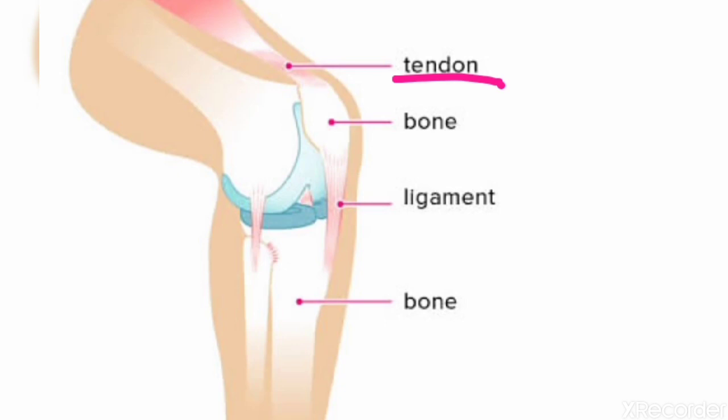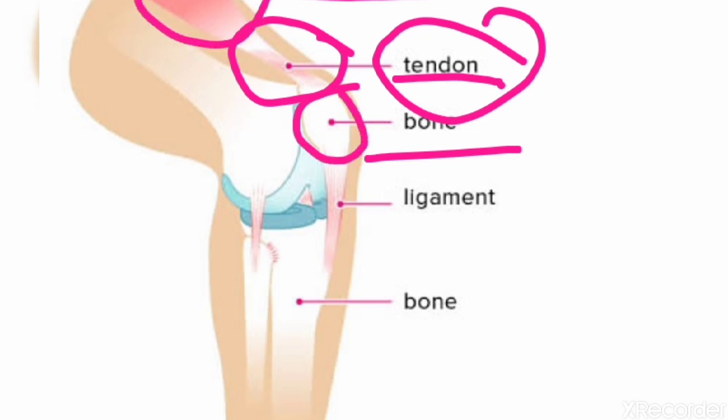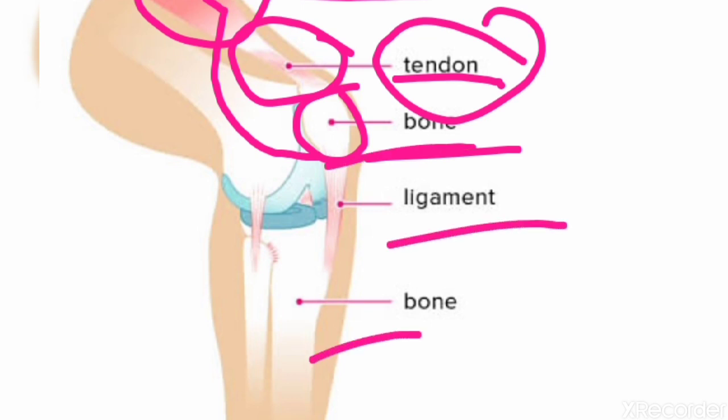You can see this one is the tendon, which joins muscles to the bone. On this side bone is there and on the other side muscles. So tendon joins muscles to bones. Clear, children? Ligaments join bone to bone and tendons join muscles to bone.